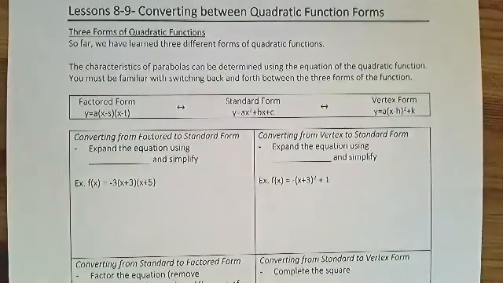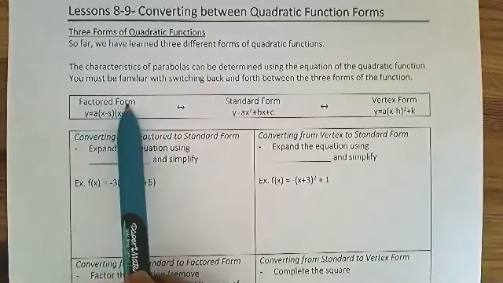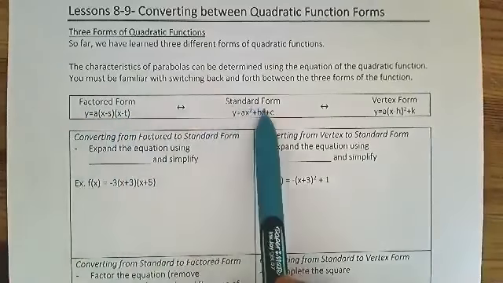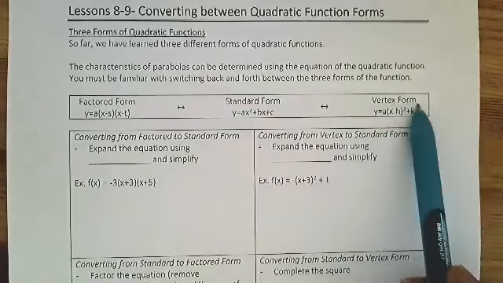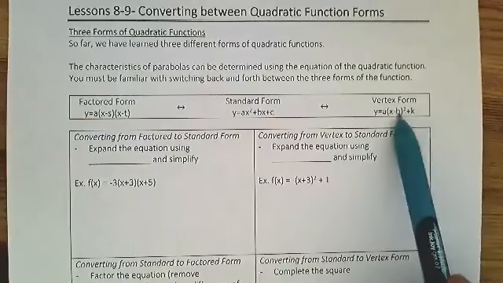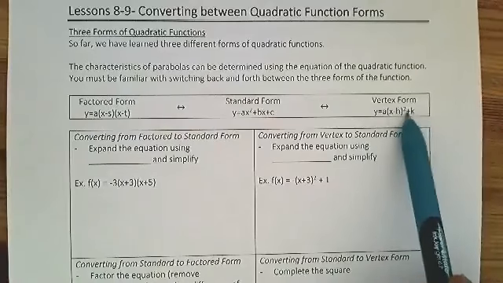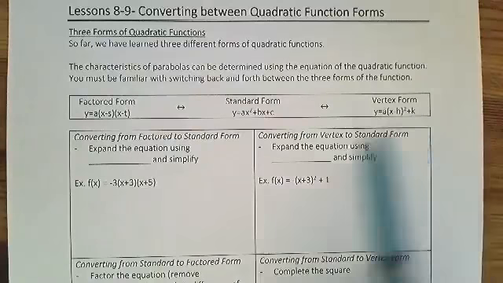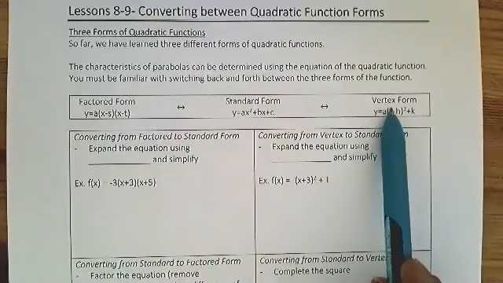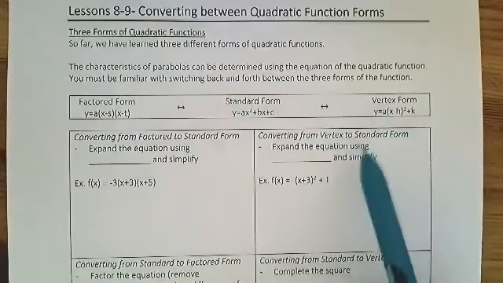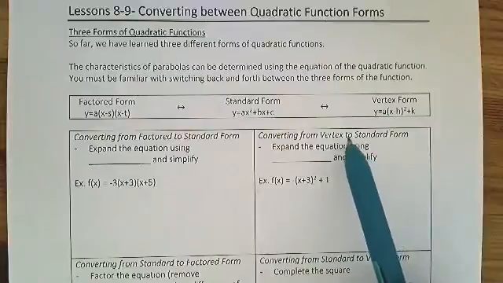Welcome everyone. Today's lesson will be on the three forms of quadratic functions. So far we've looked at the three different forms. Our factored form, which looks like this, the standard form, remember that's the one without any brackets, and then vertex form, which we're able to identify our vertex here and it has the squared outside of our bracket. So what we're going to be doing in today's lesson is how do we convert from one form to the other? Because each form can give us different characteristics or information about our parabola.